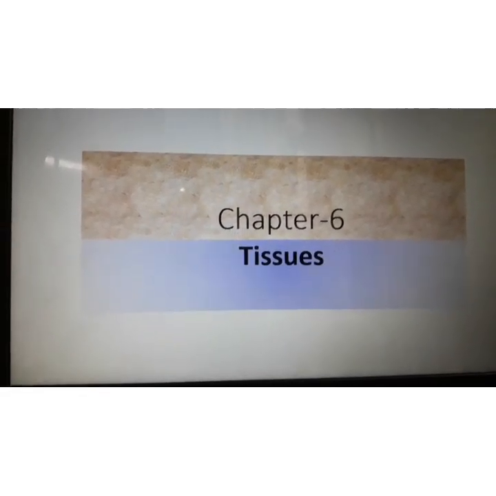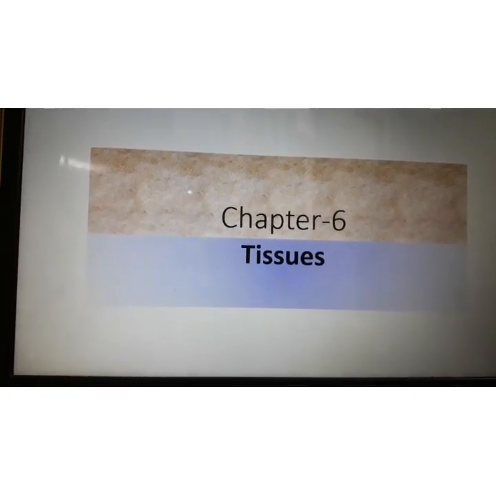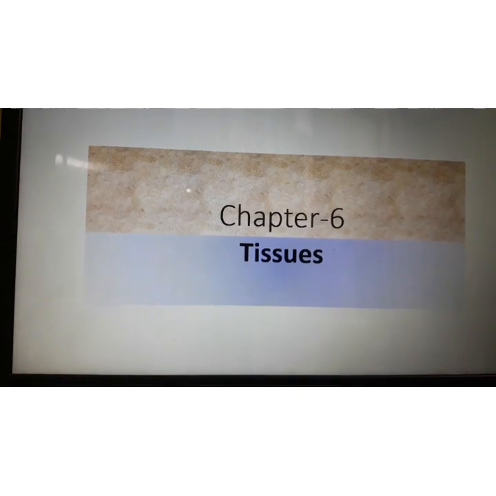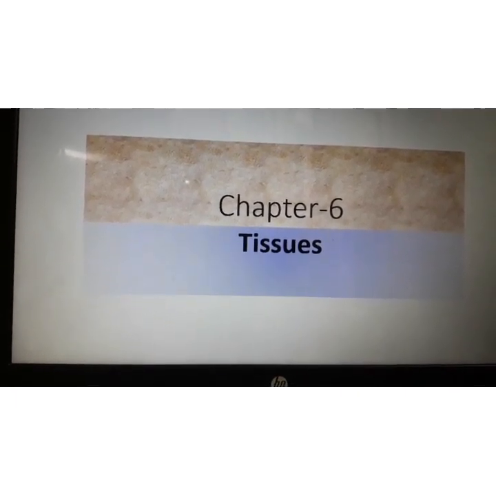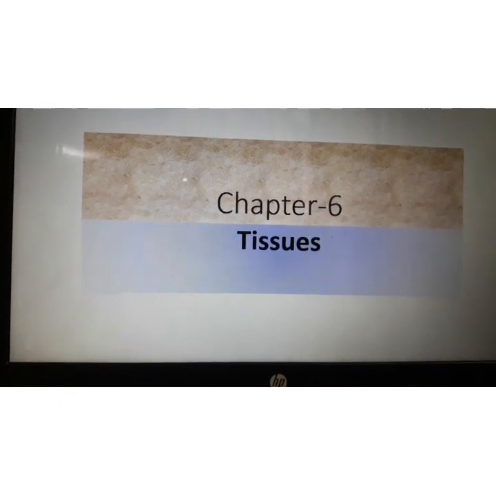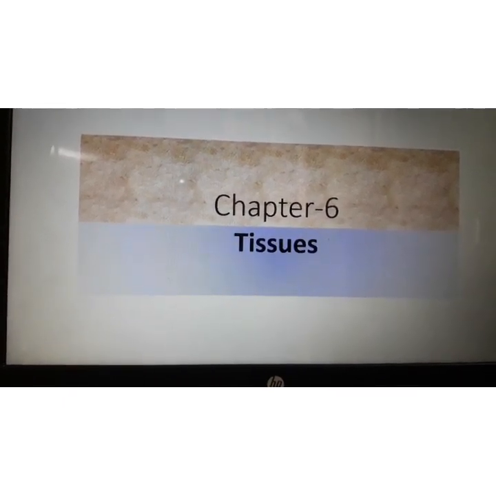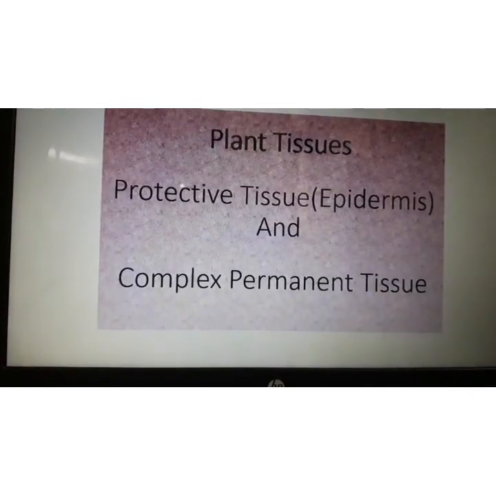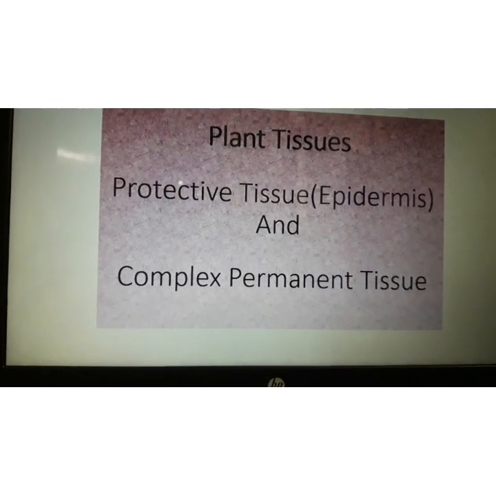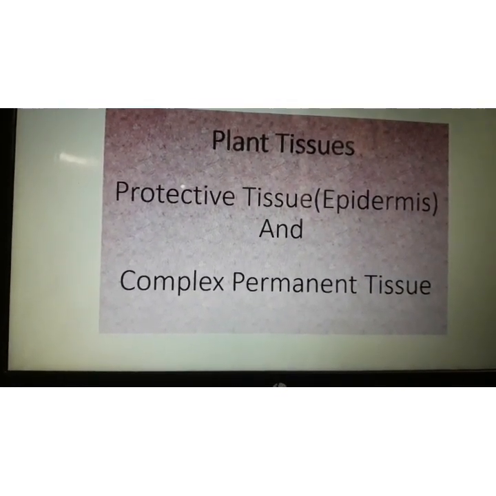In chapter 6, Tissues, we have covered up to simple plant tissues last Thursday, in which you studied parenchyma, collenchyma and sclerenchyma. Now today we will do the remaining part of plant tissues, that is the protective tissue, which is epidermis, and complex permanent tissues.